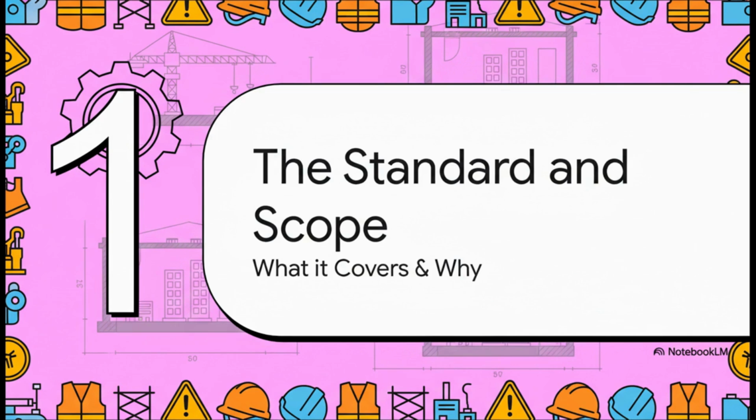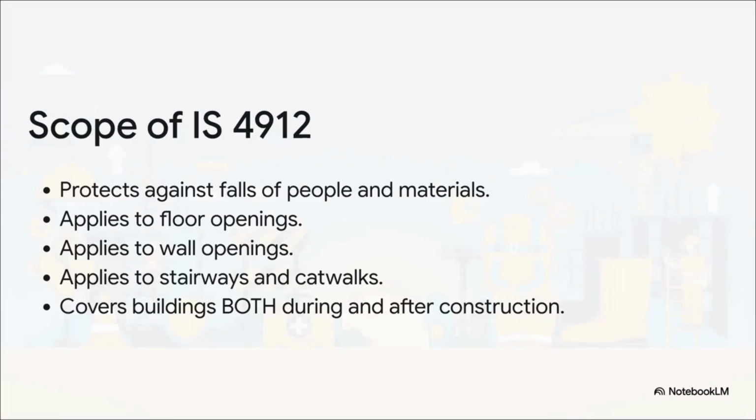Before we get into all the nitty-gritty details, we really need to understand what this standard is trying to do and how far its reach goes. What's it for and why is it so comprehensive? At its heart, the goal is incredibly simple. Stop people and materials from falling. That's it. And it covers pretty much everything you can think of, from little holes for pipes to huge openings for elevators, plus all your stairs and catwalks.